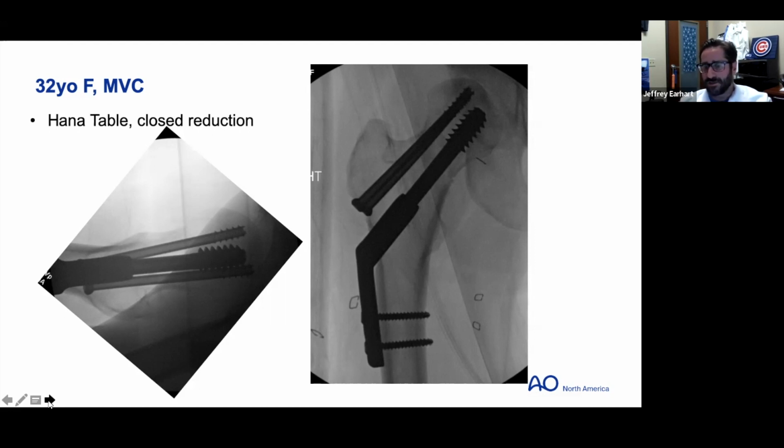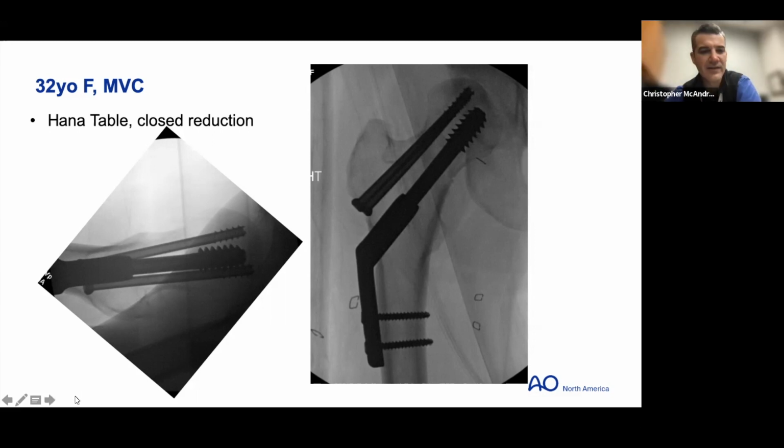But yeah, like Jason said, if you get a good reduction, that's the goal, and it's not benign to open these people up. So in the absence of a truly simple, clean fracture pattern that's going to be more load sharing, I think this is the way to go.